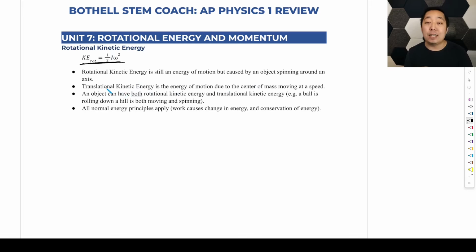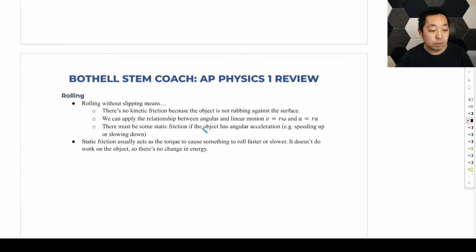So we separate this from what we learned in Unit 3, which is the translational kinetic energy, which is the energy of motion due to the center of mass moving at a speed. So now when things are rolling, they might have a center of mass velocity, so they'll have a translational kinetic energy, but they also might have a rotational kinetic energy. They may have both or only one of those things. But our general concept around work and energy doesn't really change. Work causes a change in energy.